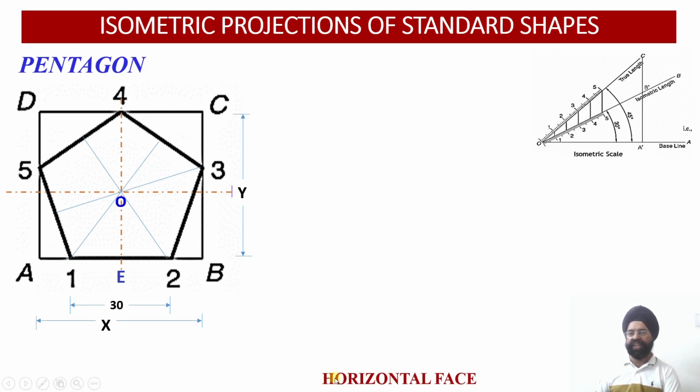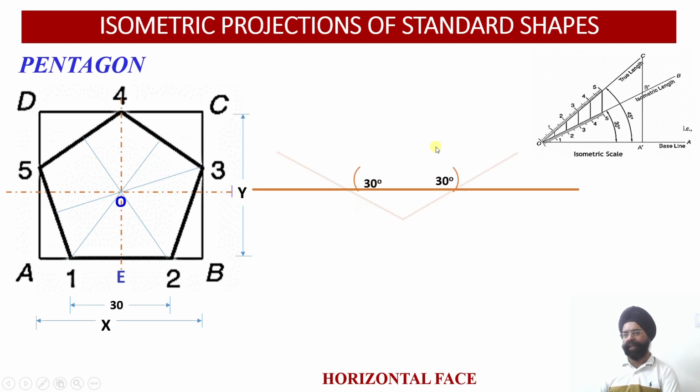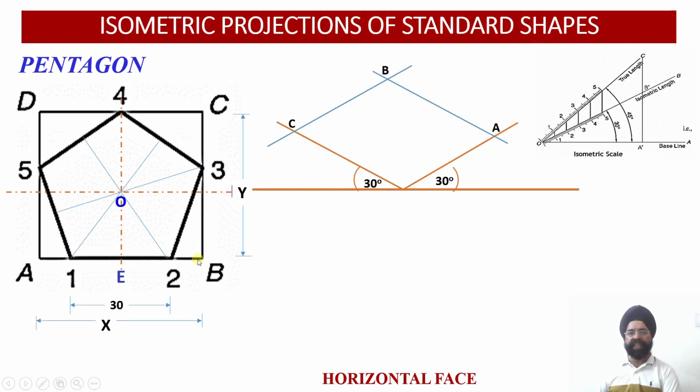So the first orientation I am going to talk about is the horizontal face. In the horizontal face I am going to use the x-axis and z-axis. So please see, this is my x-axis, this is my z-axis. Now on this side I am going to draw A to B. So A to B, I have measured this length as x.